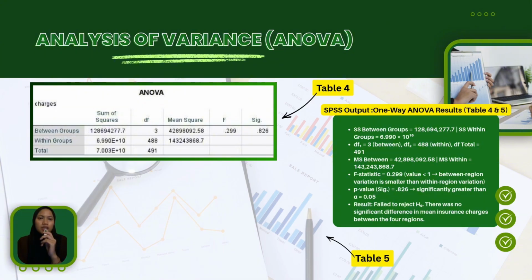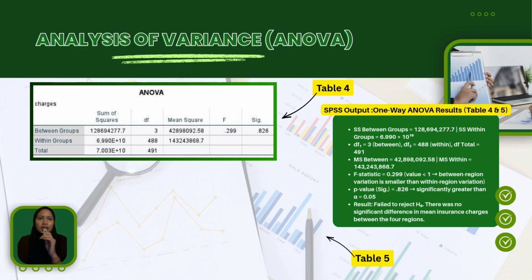With 3 degrees of freedom between groups and 488 within, we get a between groups mean square of 42,898,092.58 and a within groups mean square of 143,243,868.7. They give us an F statistic of 0.299.